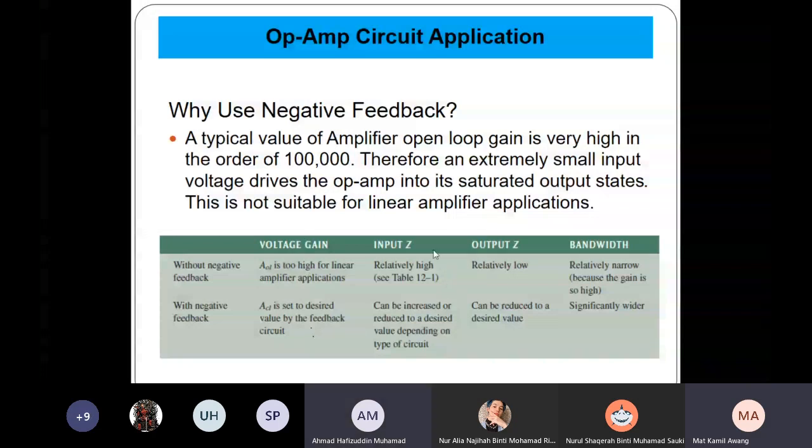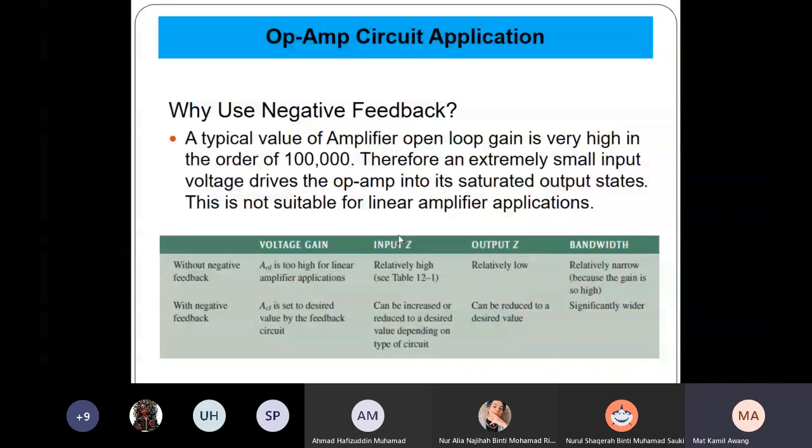When we compare the input impedance, without negative feedback the input impedance is relatively high. But when we... can you mute your mic? Whose mic is that?